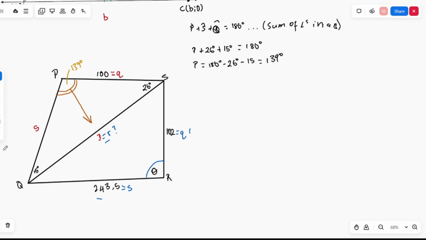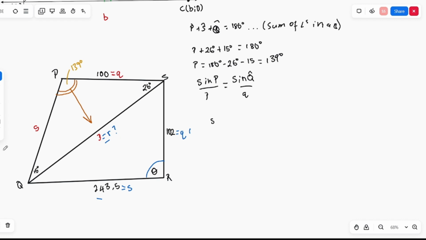So we can say sine P over small p is going to be equal to sine Q divided by our small letter q, right?